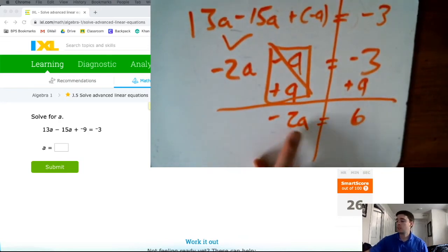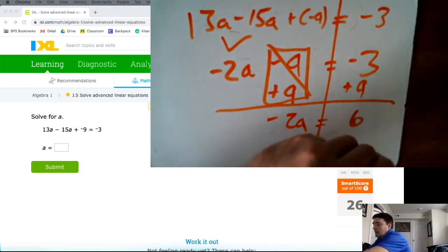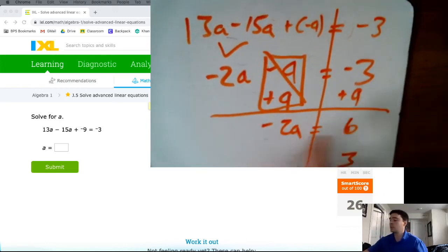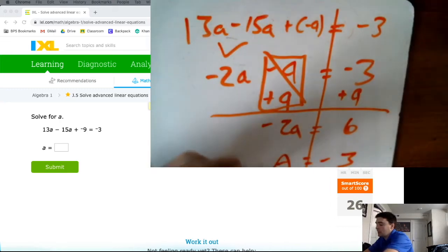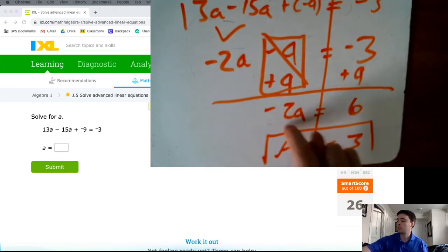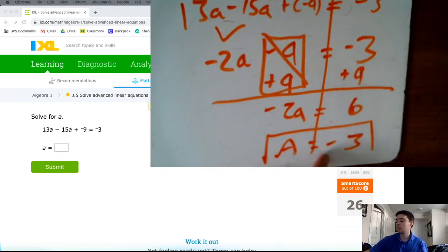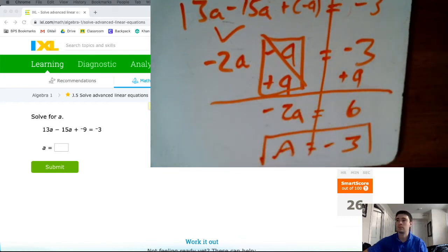So now I have -2 times a equals 6. I know 3 times 2 makes 6. And I know a negative times a negative would give me the +6 I need. So I'm going to use inspection here on the last step. Instead of dividing both sides by -2, I realize a must be -3 because -3 times -2 is what would give me 6.